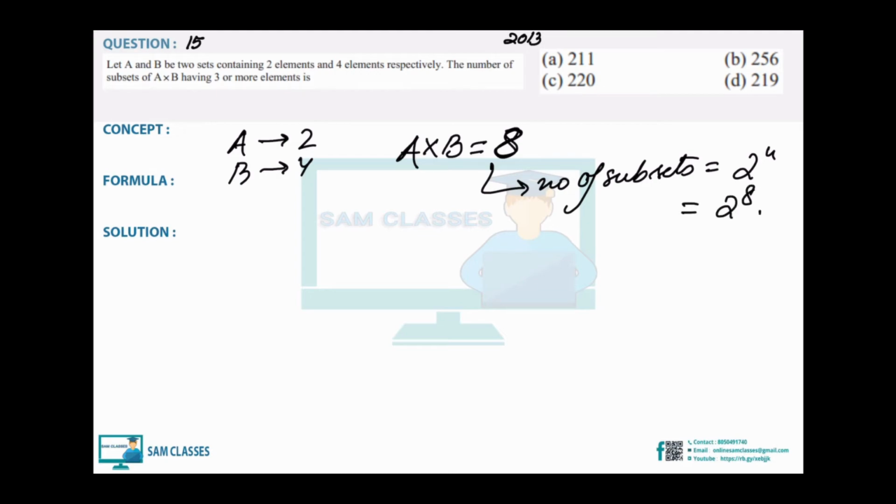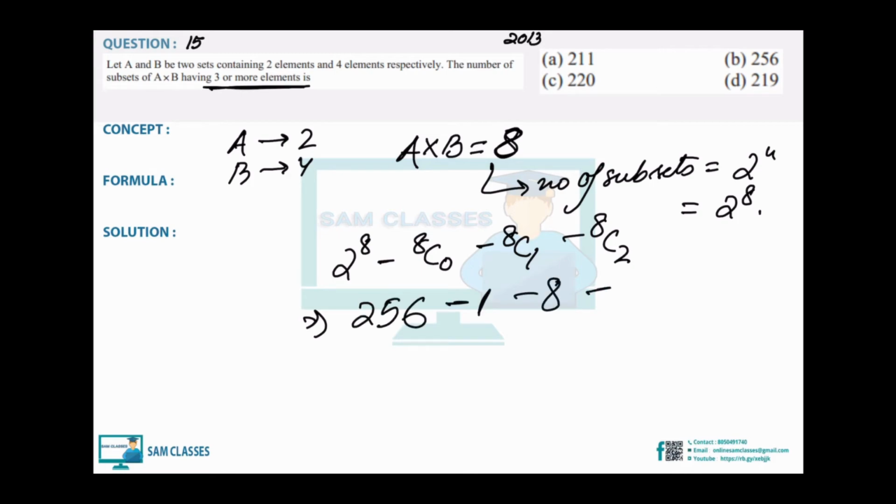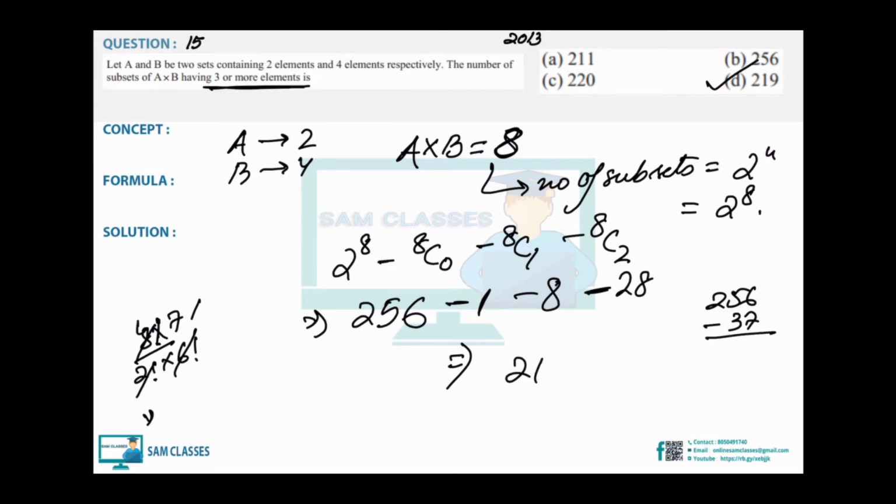Now they're telling us to find the number of subsets which have 3 or more elements. So what are we going to do? We won't find from 3 till 8. We'll find the total subtracted by the ones with 0 to 2 elements. So total is 2 power 8 minus 8C0, minus 8C1, minus 8C2. If you solve it, 2 power 8 is 256. 8C0 is 1, 8C1 is 8, and 8C2 is what? 8 factorial by 2 factorial into 6 factorial. So 8 into 7, 6 gone, and 4, so 28. If you subtract all this, students, 28 plus 8 plus 1 is 37, so 256 minus 37. So 219 will be the answer.